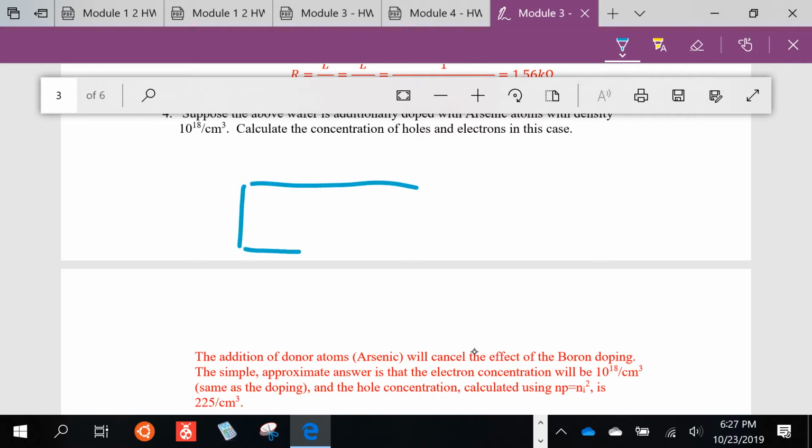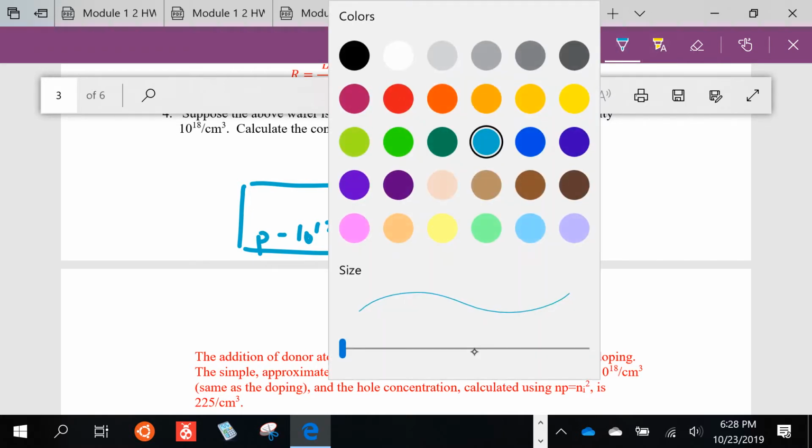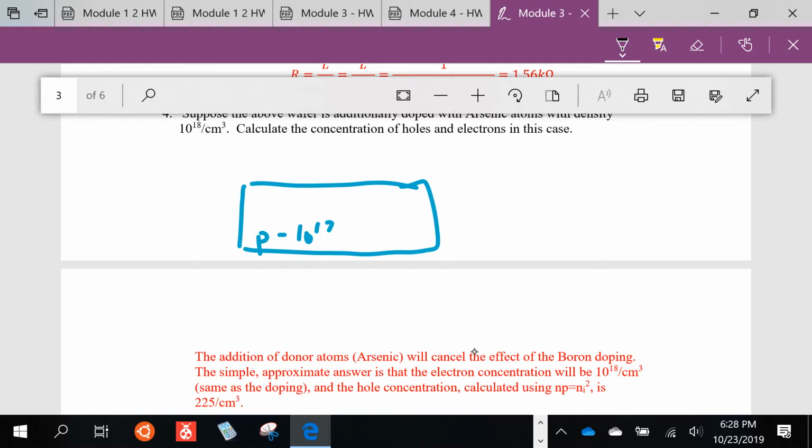I mentioned this in class also, but a common situation that comes up is that you start off with a P-type wafer. Let's say this was 10 to the 17th. And so what we might do is take a region here and make it N-type. This is one way to make a diode. The P-type material is first made using a process. The entire wafer is P-type, let's say.